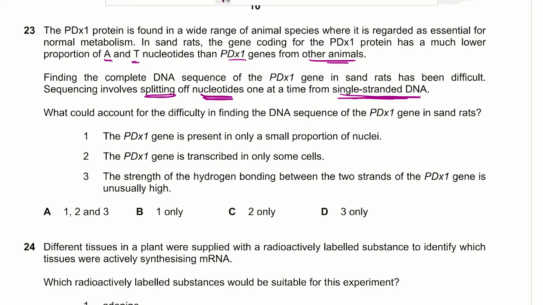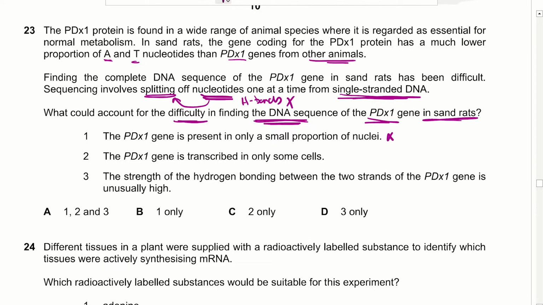So splitting off nucleotides, we know that they bind with each other via hydrogen bonding. Therefore, hydrogen bonds would be broken in this case. What could account for the difficulty in finding the DNA sequence of the PDX1 gene in sand rats? The PDX1 gene is present in only a small proportion of the nuclei.